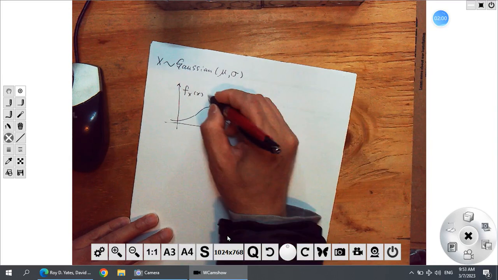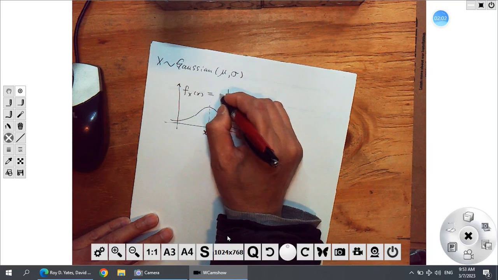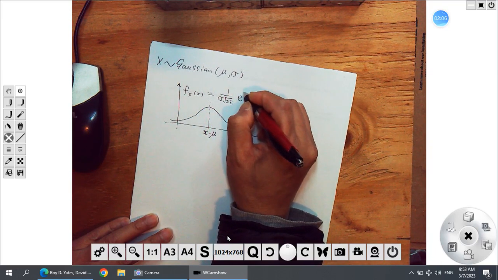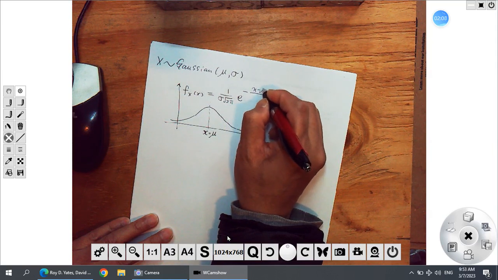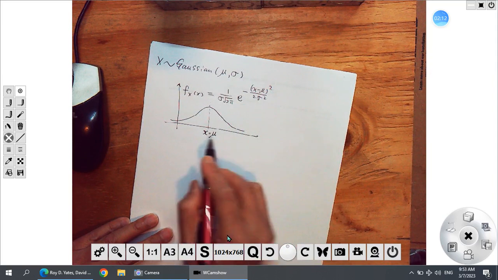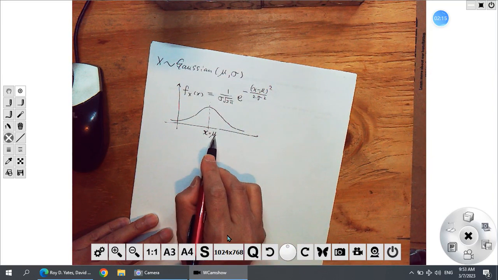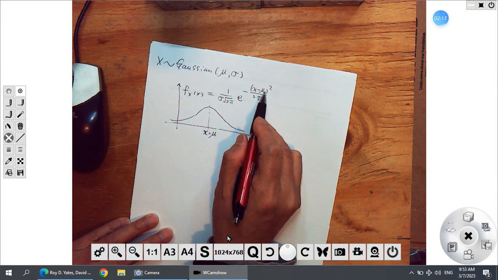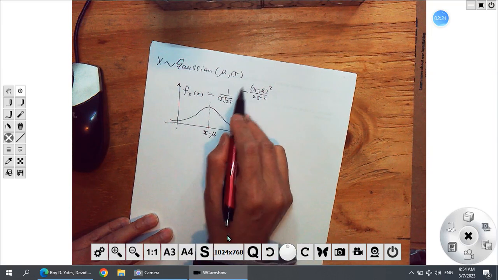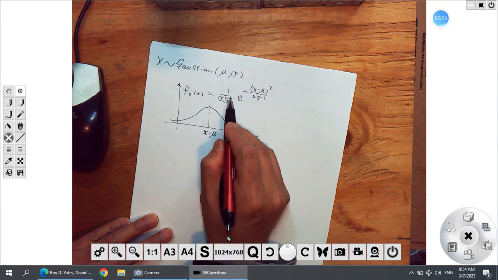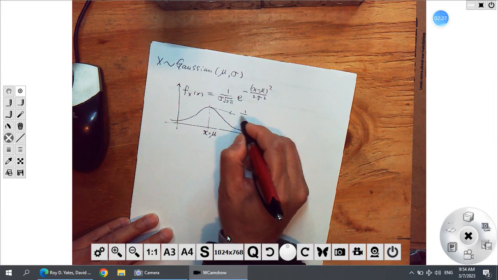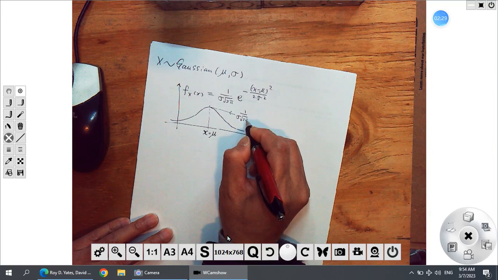Yeah, we know this is 1 over sigma square root of 2 pi, times e to the negative (x minus mu) squared over 2 sigma squared. When x equals mu, you plug in, this part is 0. So the exponential power is 1. The value is this one. This is the peak value, 1 over sigma square root of 2 pi.